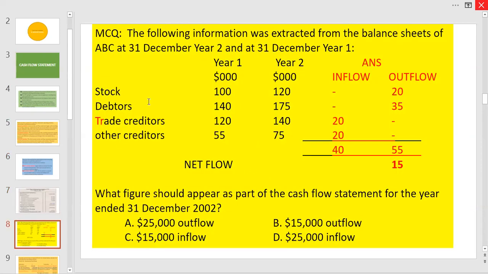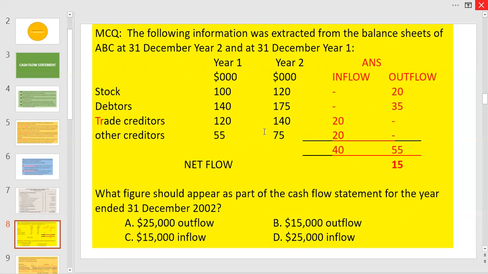Some information extracted from the balance sheet for years 1 and 2 is given here. What is typed in red is the answer. See stock. There is an increase of stock by 20. That is to say, the company has financed it. Therefore, it's a 20 outflow. In the case of debtors, there is an increase of 35. That has also been financed by the company. Therefore, it is an outflow.